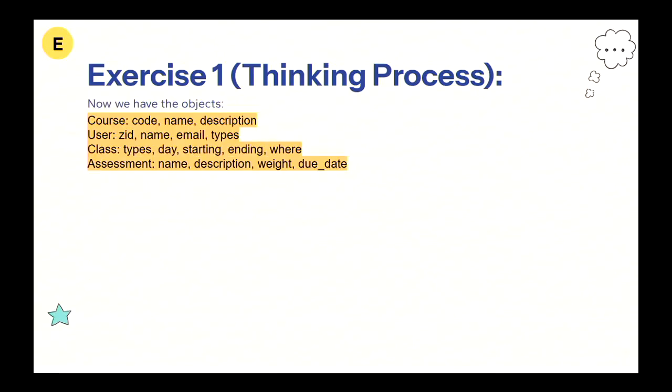So now we have all the objects here. We have courses, users, classes, and assessments. Maybe there are more objects, but let's keep things simple right now. So since we have all the objects, what about their relationships? What about the relationships between all the objects?